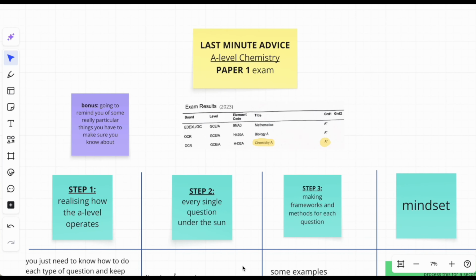See, chemistry was my easiest A star. You might be thinking, how? How? How? What? It was so easy. It was easy once I understood what I had to do.